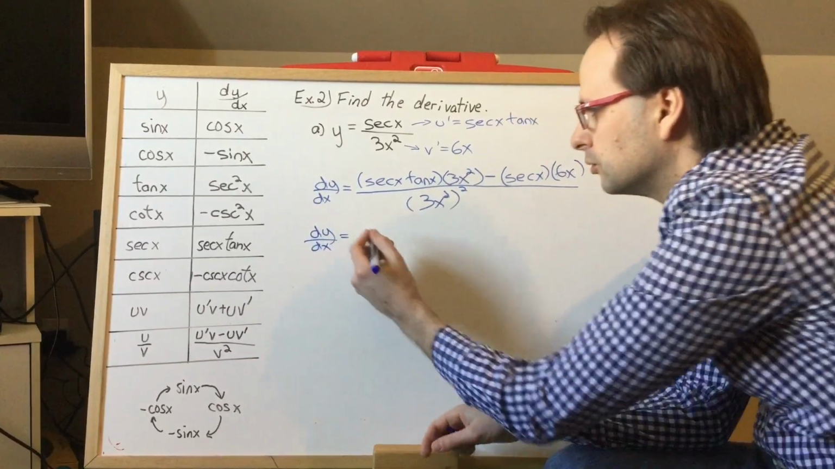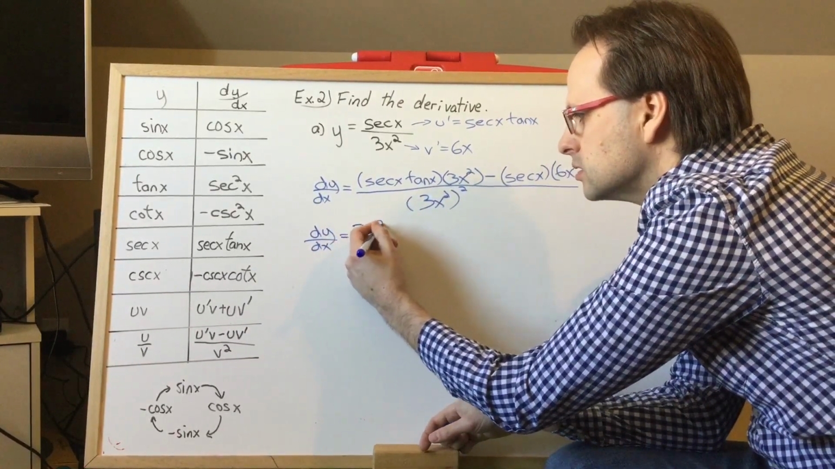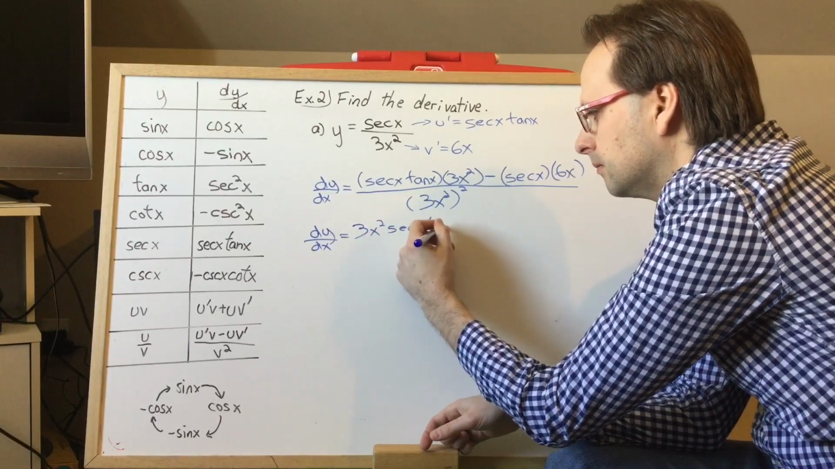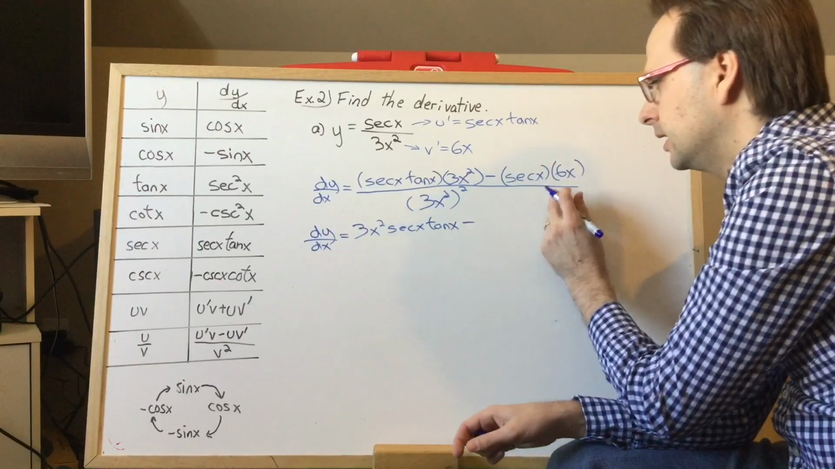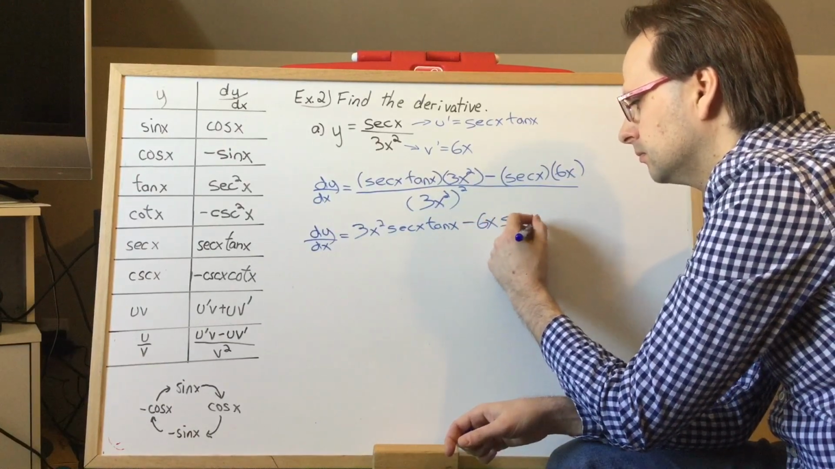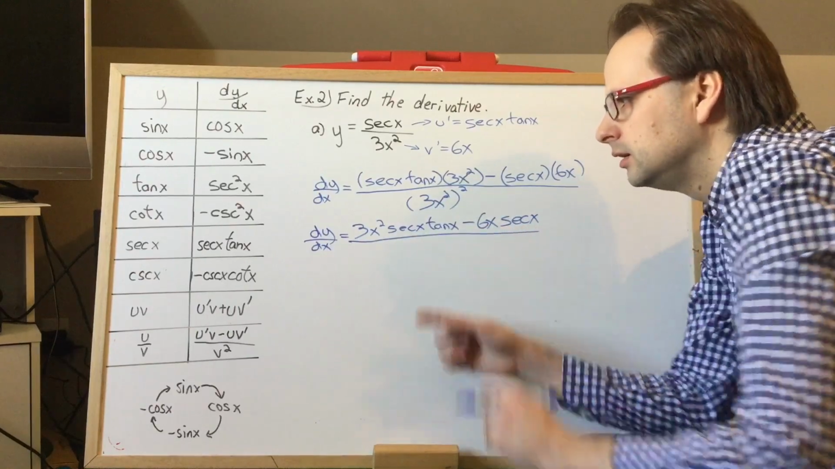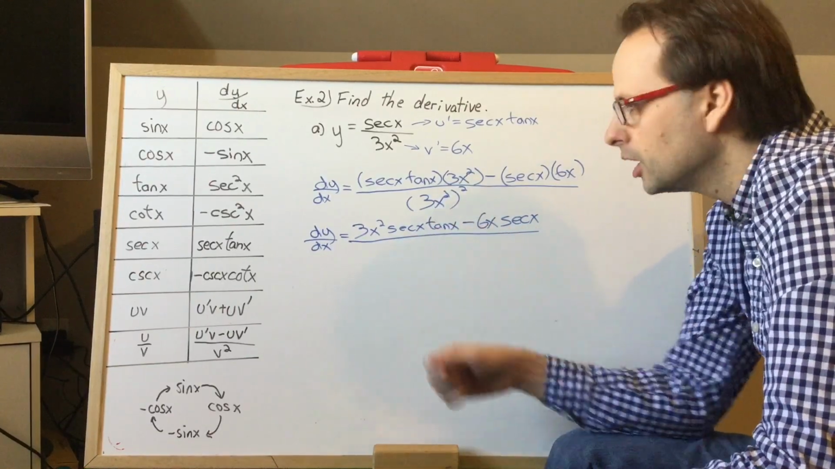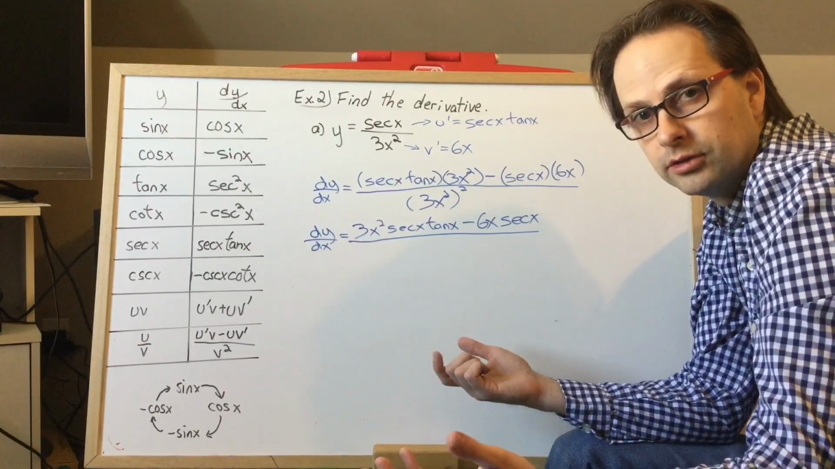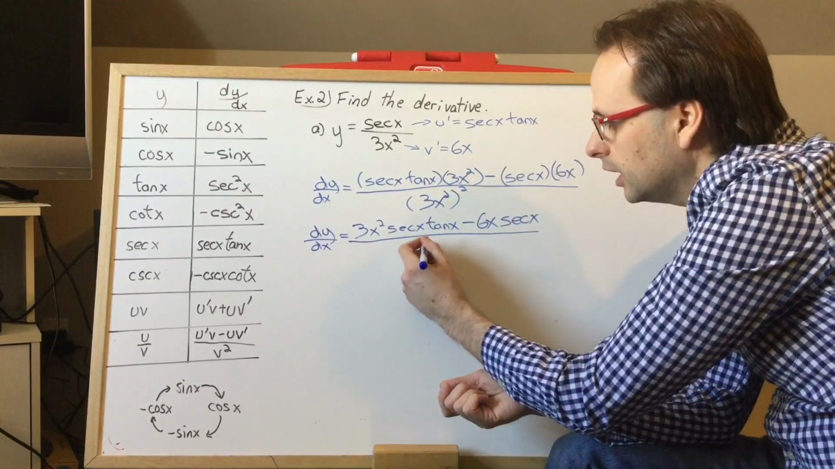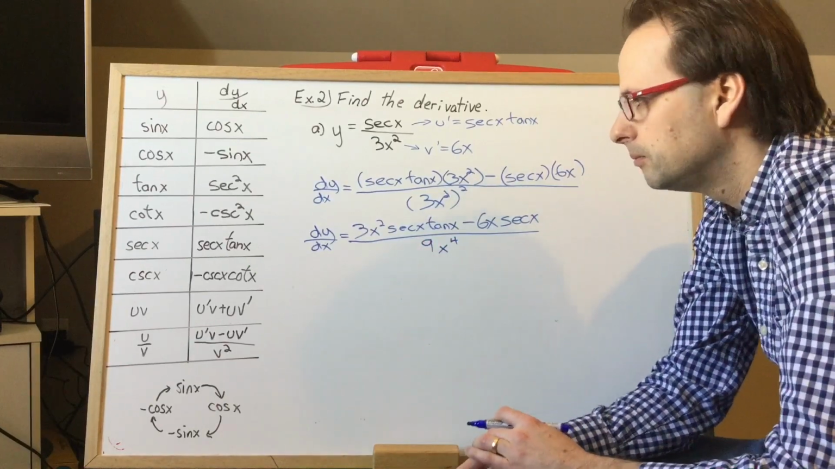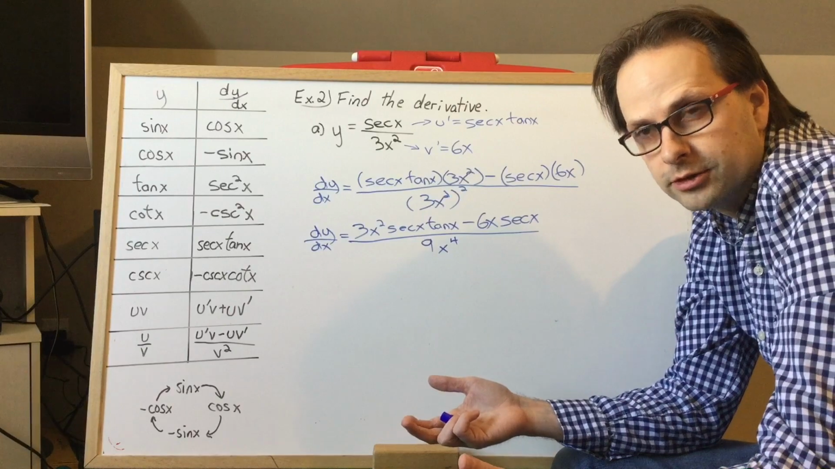So I'll get 3x squared secant x tan x minus 6x secant x. Usually we don't expand the bottom, but when it's just a monomial, it may be worth doing because there may be opportunities to simplify. So 3 squared is 9, x squared squared is x to the 4. There we go. That's a fine answer for this.